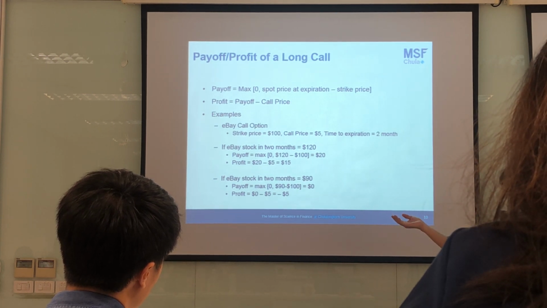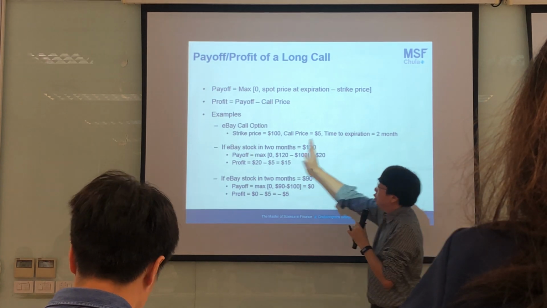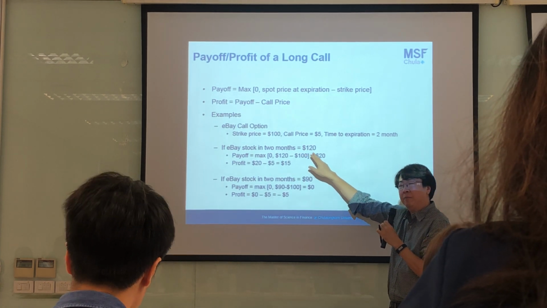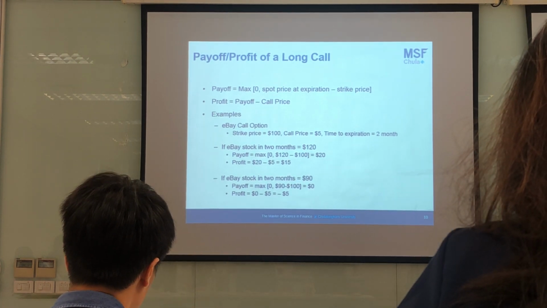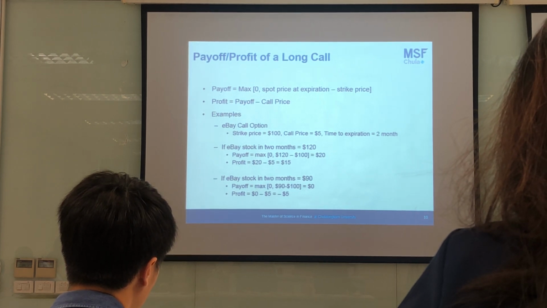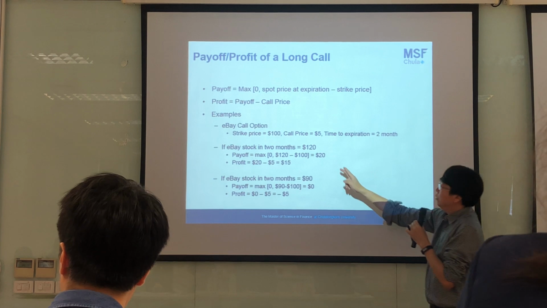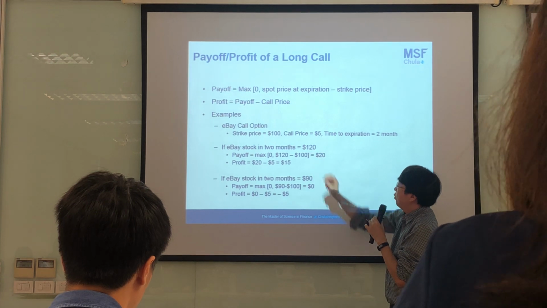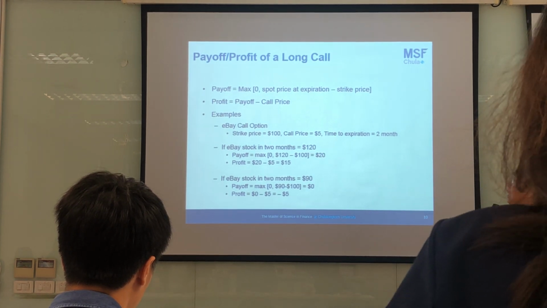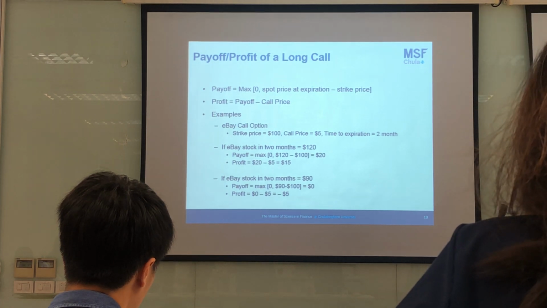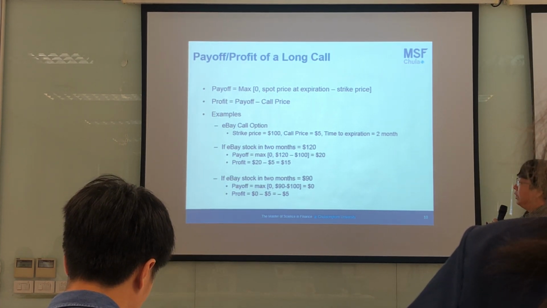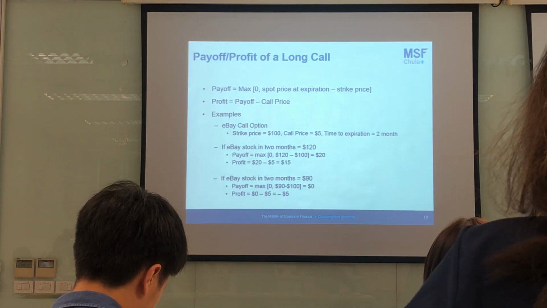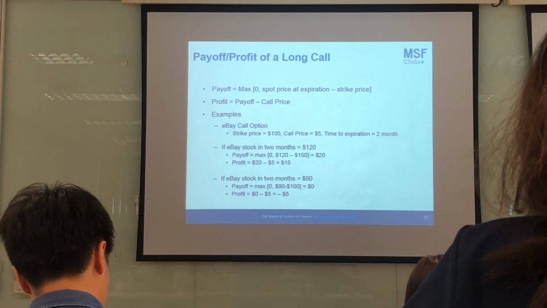Suppose that in the next 2 months, at the expiration, the eBay stock price equals 120. First, we pay $5 to get one call option. Then 2 months later, suppose the eBay stock price equals 120. As you can see, we can buy the eBay stock by using this option at only 100. However, the current market price of eBay is 120.